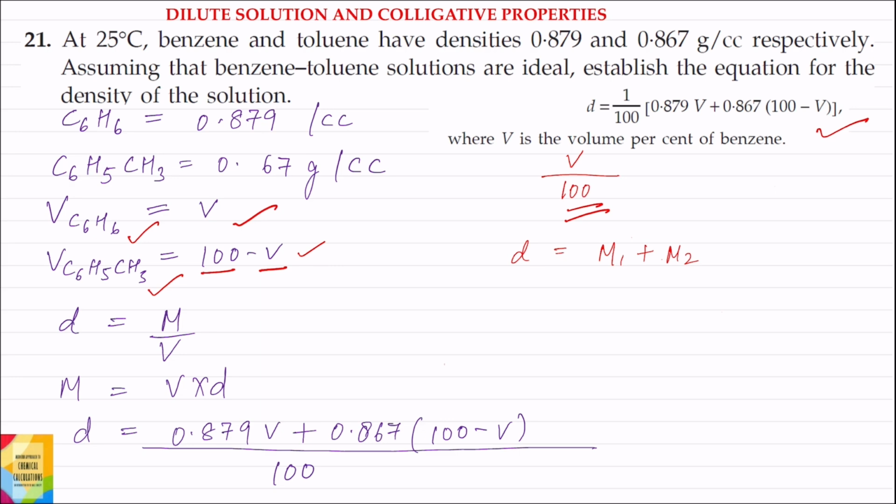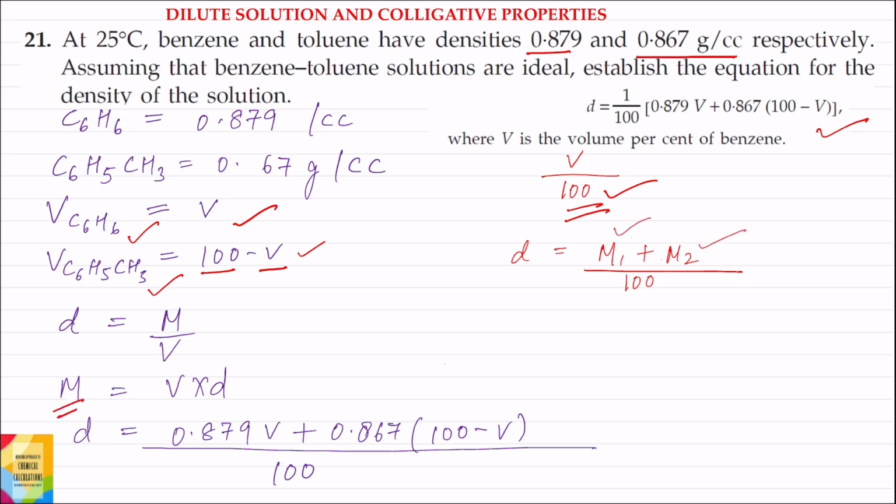So m1 plus m2 will give the total mass of the solution divided by total volume of the solution. Now total volume of the solution is 100 milliliters. So m1 plus m2 divided by 100 will give the density of the solution. Now density of benzene and density of toluene are given. We need to find out the mass of benzene and mass of toluene.